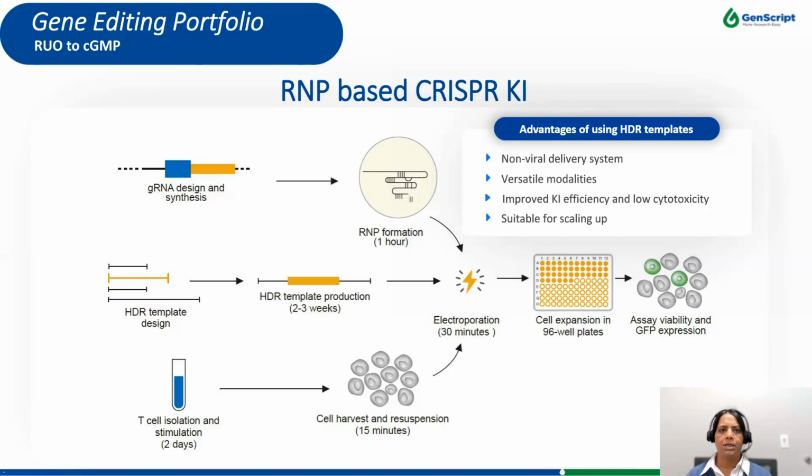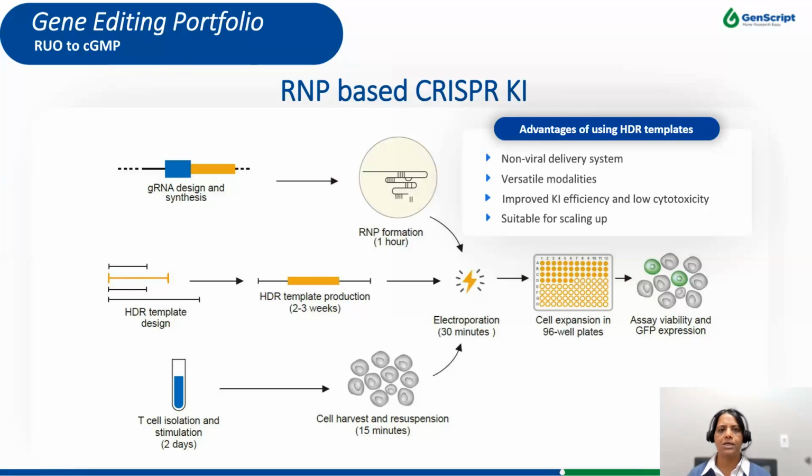So, RNP-based CRISPR knock-in is a gene editing technique where the RNP complex targets a specific location on the genome, creating a double-stranded break that allows for the insertion of a desired DNA sequence through homologous recombination or non-homologous end joining. In this approach, the RNP complex and HDR knock-in templates are designed, manufactured, and introduced into the cell simultaneously using electroporation. Afterward, the cells are analyzed for downstream application.